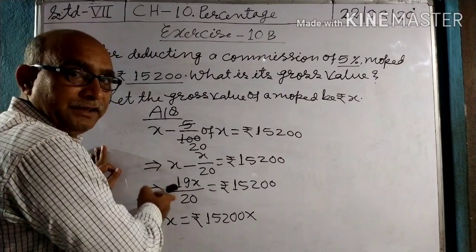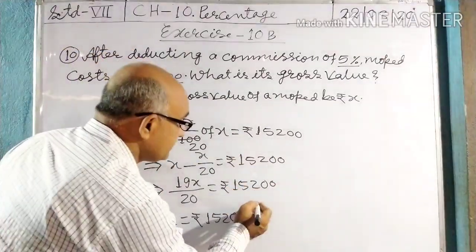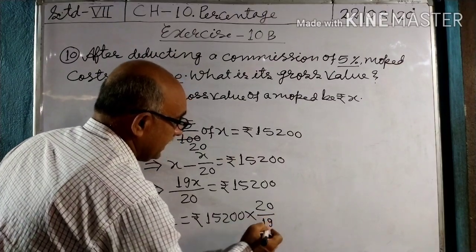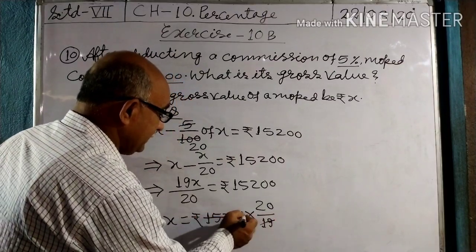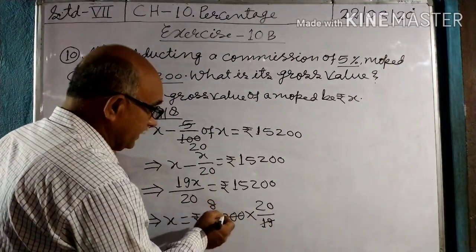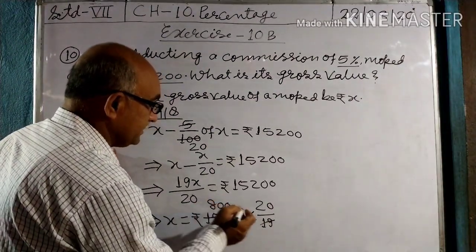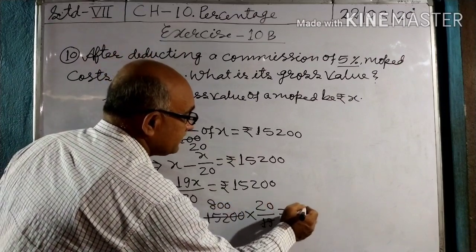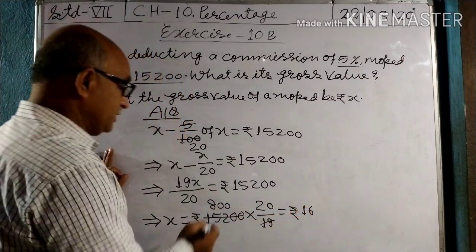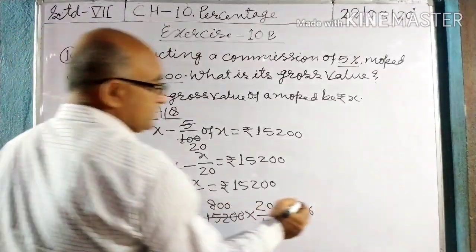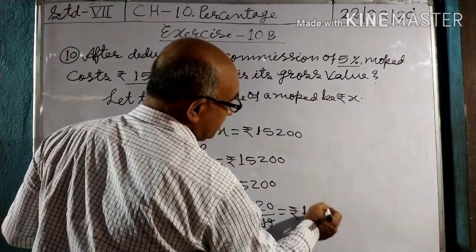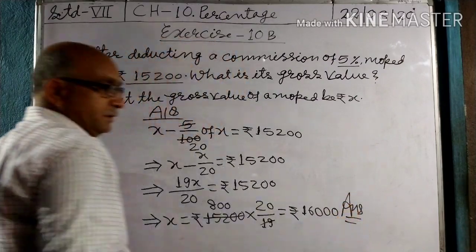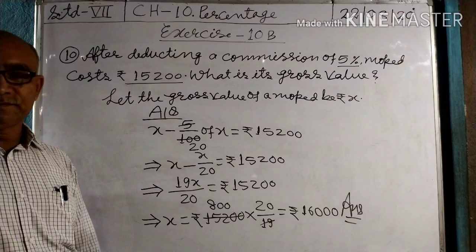multiply 20 by 19, by transposition. So 19 eights are 152 and double zero, equal to 8 2s are 16, rupees 16 and triple zero. So rupees 16,000 is the gross value. Right?